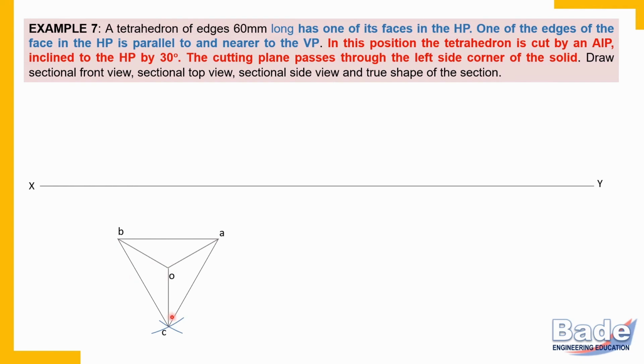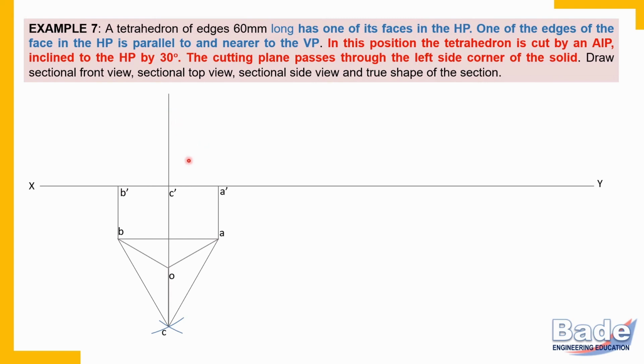Now transfer all these points in the front view. So A dash. Two views of a point lie on the same projector. So A dash, C and C dash, B and B dash. All 3 base corners we have marked on the XY line. That means this surface ABC is on HP. We want one face in HP. Okay. Now apex. How to mark the apex?